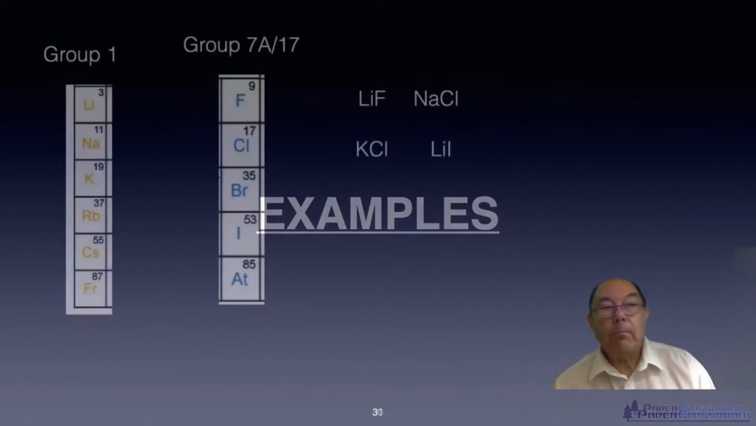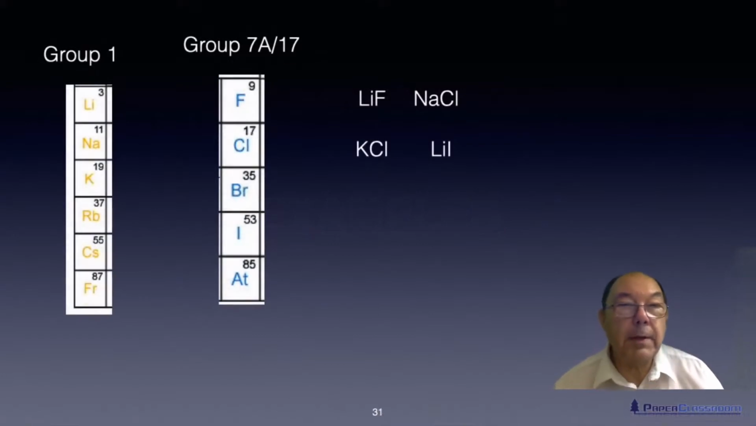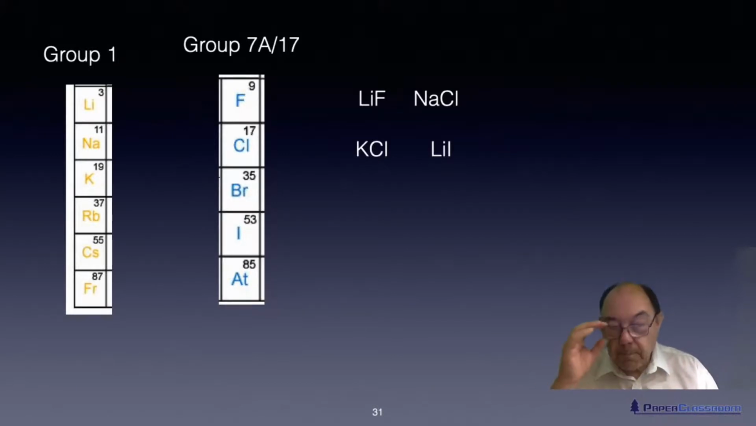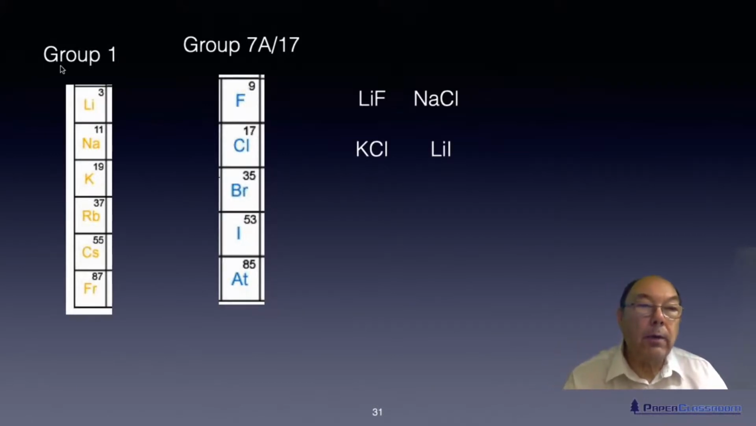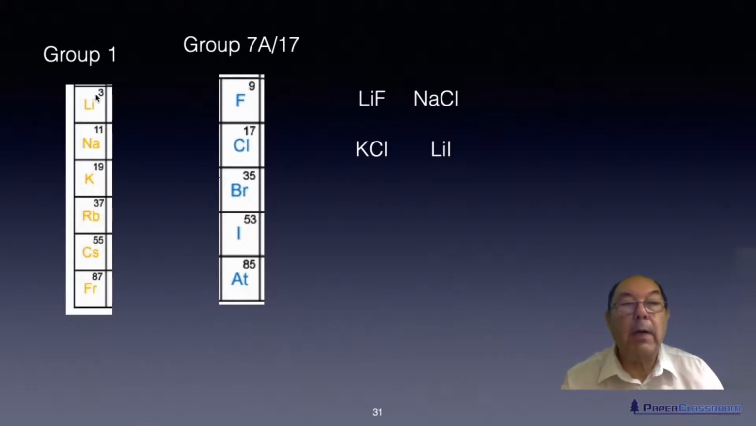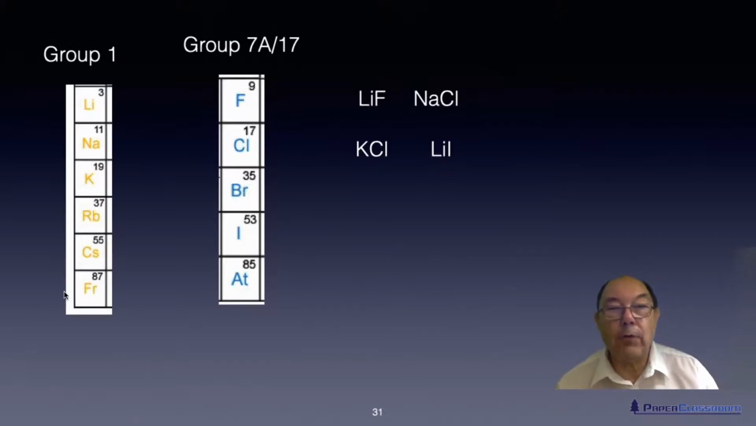here are 2 groups from the periodic table. If you remember, columns going down are called groups, rows going across are called periods. So in group 1, every single element, lithium, sodium, potassium, etc., has 1 electron in its outer shell. Therefore, everything in here wants to give away 1 electron.